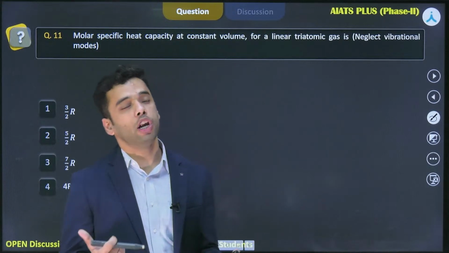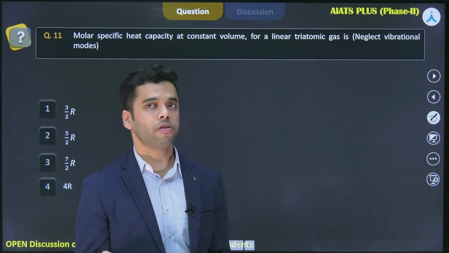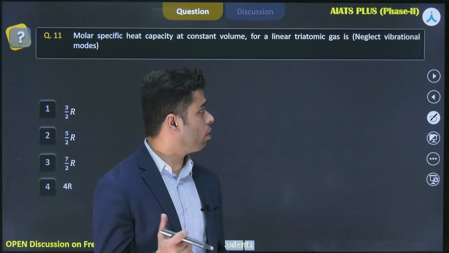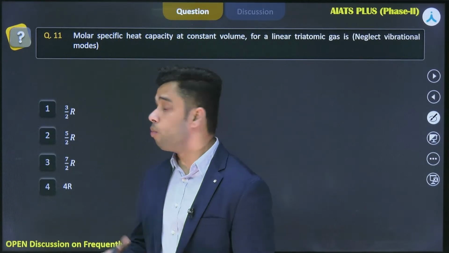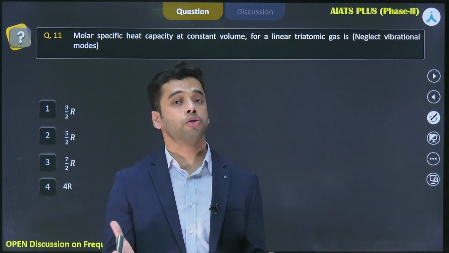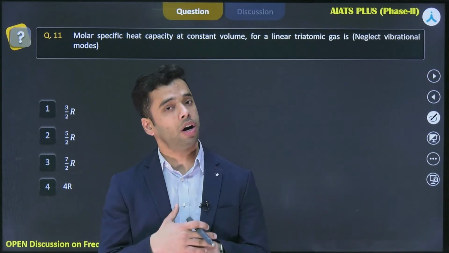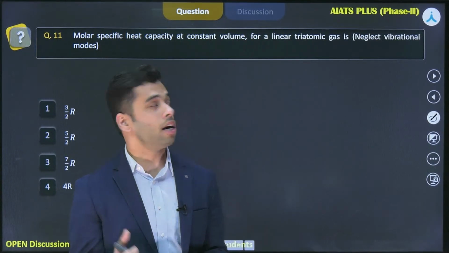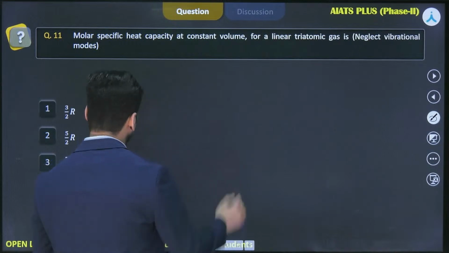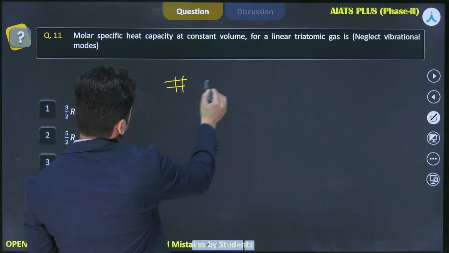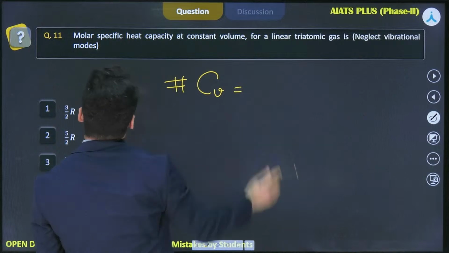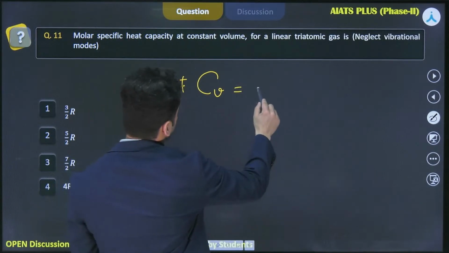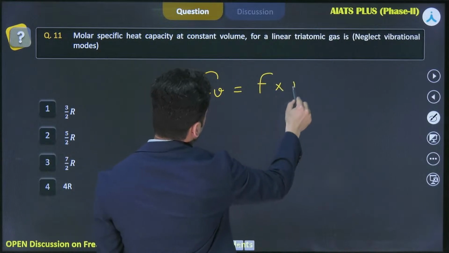So you need to find the value of CV for linear triatomic gas, and the assumption is that you have to neglect the vibrational modes. So any degree of freedom which is associated with vibrational motion, you have to neglect that, and find the value of CV for the linear triatomic gas. So dear students, CV, this is molar specific heat capacity at constant volume. It is written as F into R by 2.